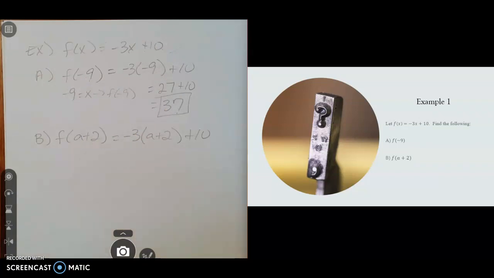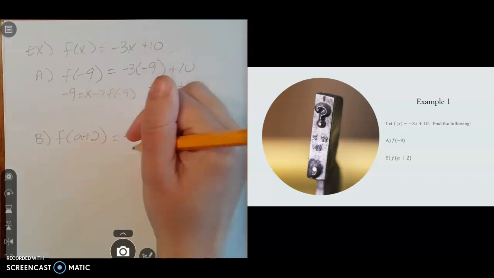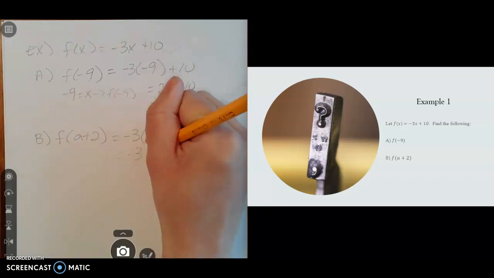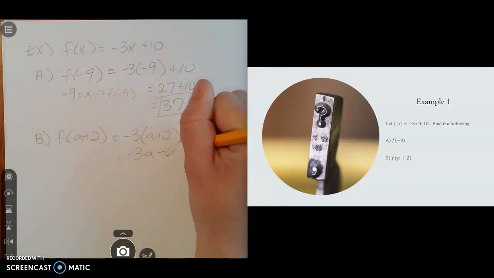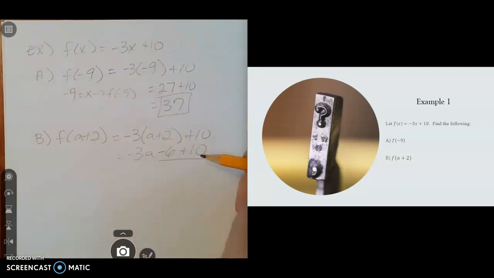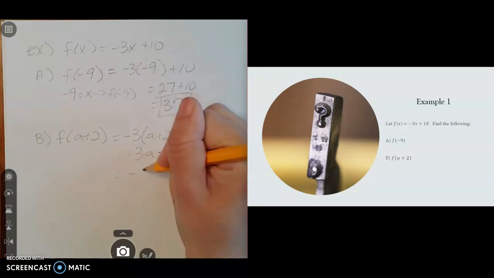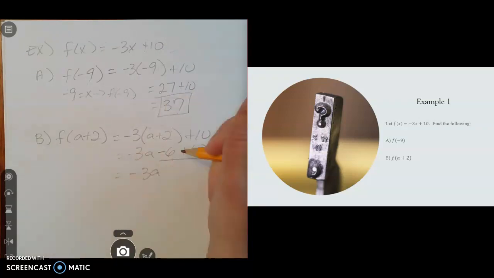From here, we'll just simplify it to make it look a lot prettier and nicer. I'll distribute first, so that would be negative 3 times a, and negative 3 times 2 would be negative 6. And we still have a plus 10. I can combine some like terms from here. So really I'll have negative 3a, and negative 6 plus 10 is positive 4. So negative 3a plus 4 would be my output.